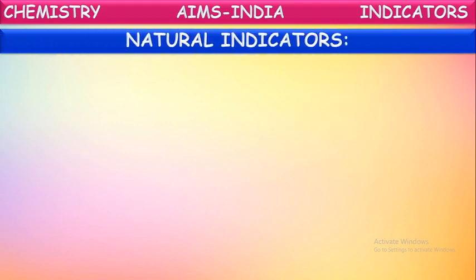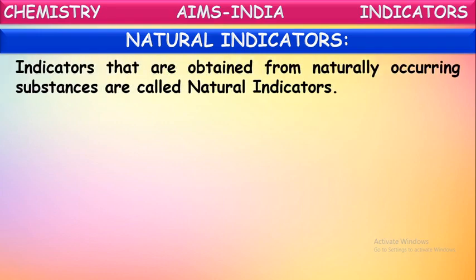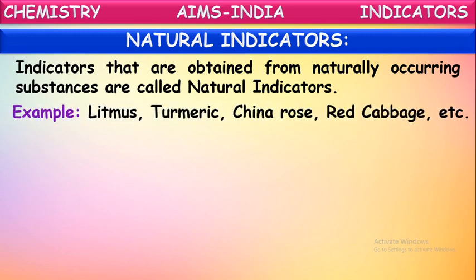First among them is natural indicators. The indicators that are obtained from naturally occurring substances are called natural indicators. For example, litmus, turmeric, China rose, red cabbage. These are all natural indicators because they are obtained from natural sources, from natural substances. Let us see out of these natural indicators one by one, from where they are prepared and how they can be used for detecting acids and bases.